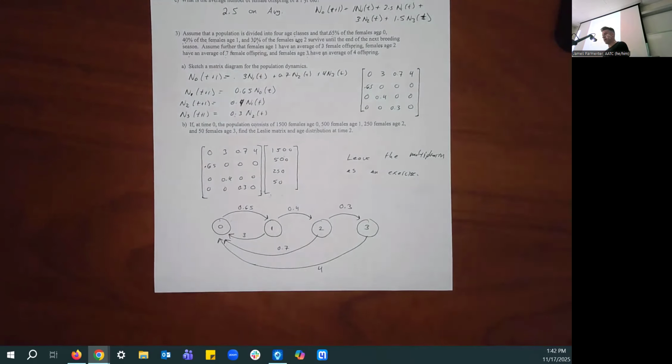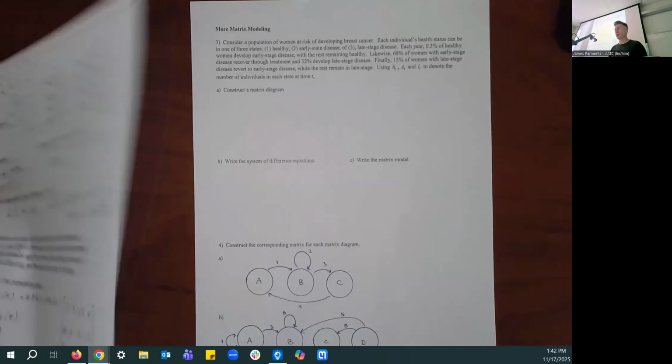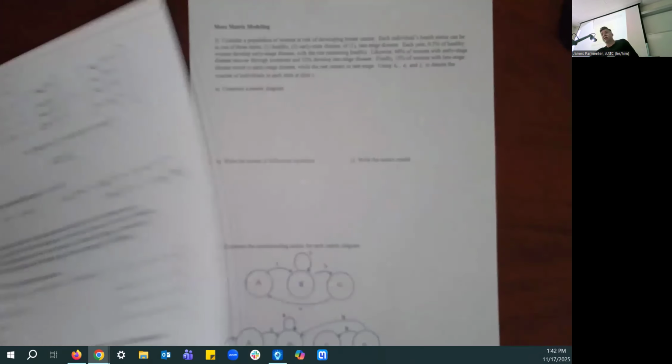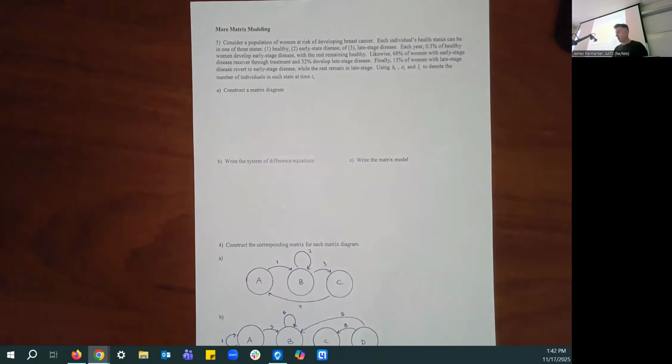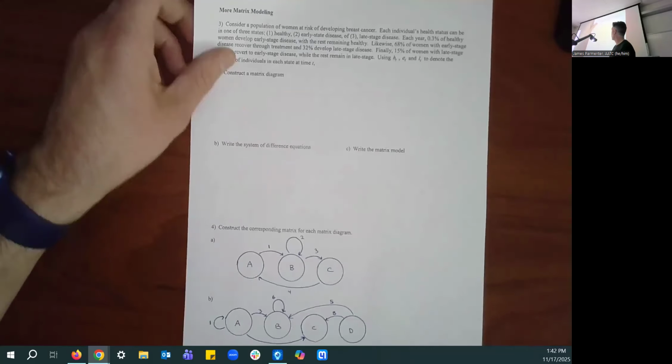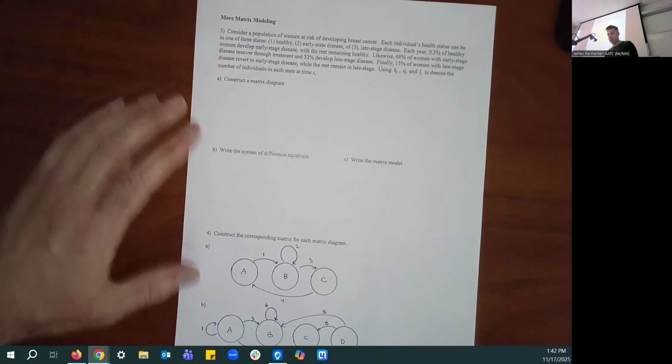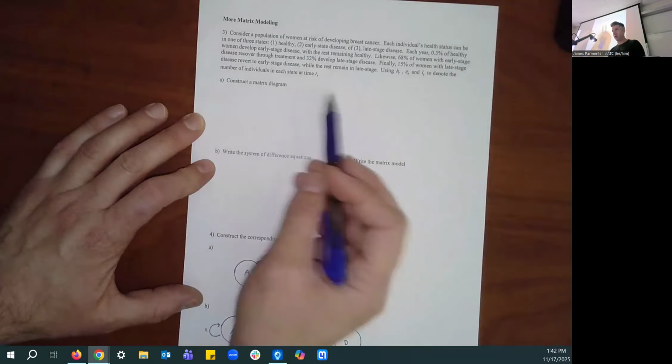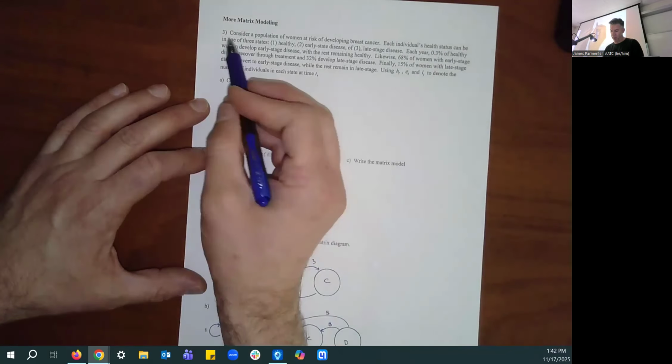So one thing I would point out is these problems usually have a lot of words to read. You actually need to read them, right? We have to read them so we know what we're being presented with and are able to write down what we want to do. So let's read this. I want you all to construct the matrix diagram before I start writing stuff down. Well, let's read what we've got.